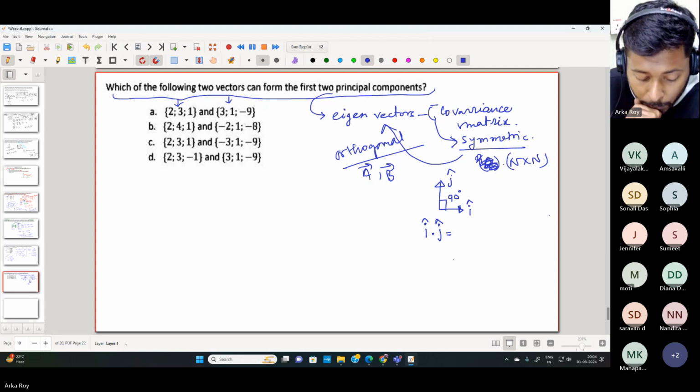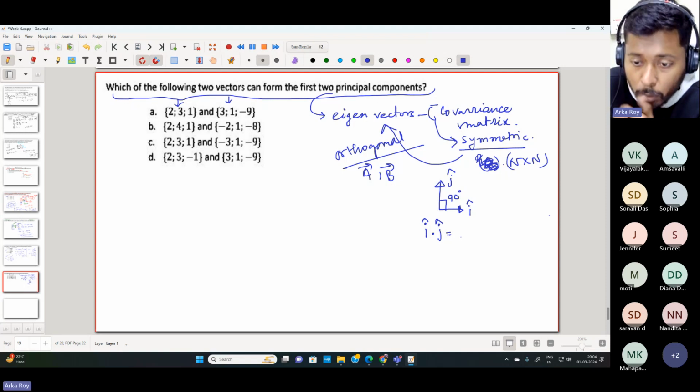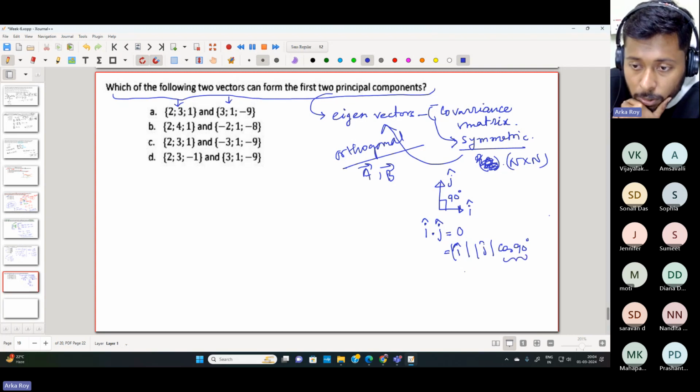Yes, anyone? What is the dot product value between i cap and j cap? Zero. Yeah, so 0. So this is mod i cap, mod j cap, and cos 90. So cos 90 is 0. So therefore the value is 0.